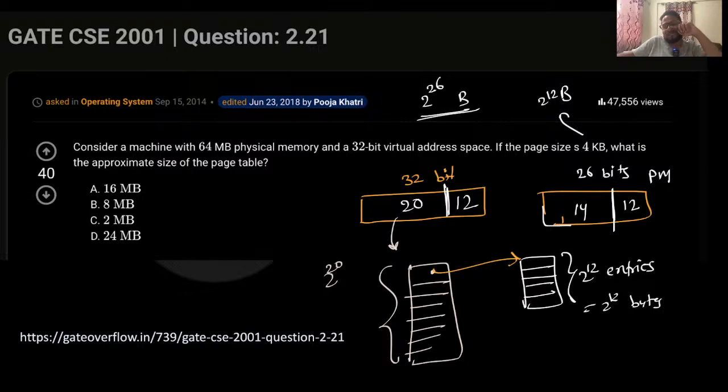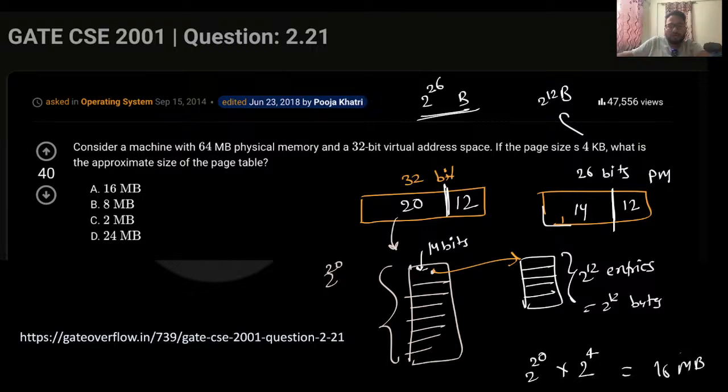So how many such chunks or such pages will be there? 2 power 14. So that's why it needs 14 bits to address this, right? I hope you are getting it. So this will be 14 bits, and then this is 2 power 20 number of entries. 2 power 20 into 14 is approximately 16, which means 2 power 4 into 2 power 20, which is 16 M.